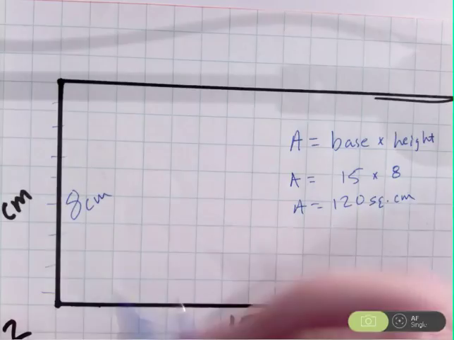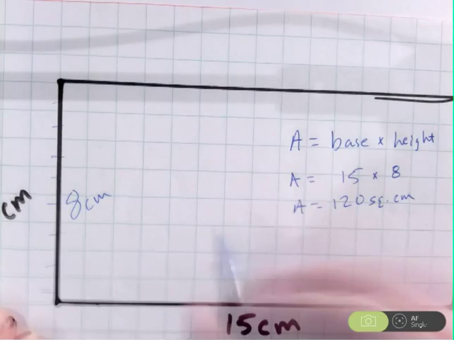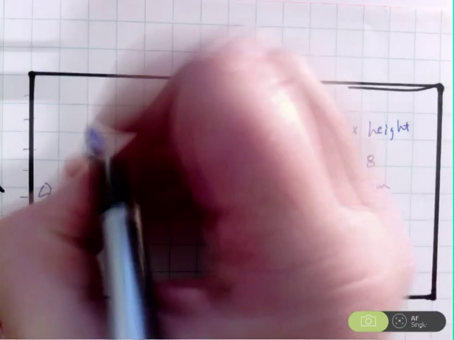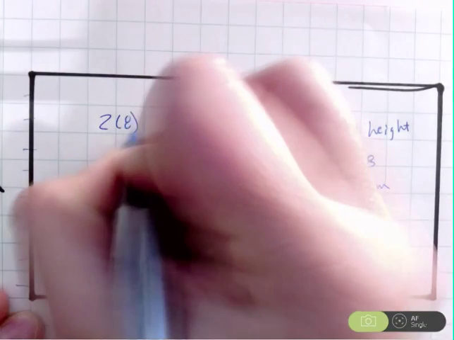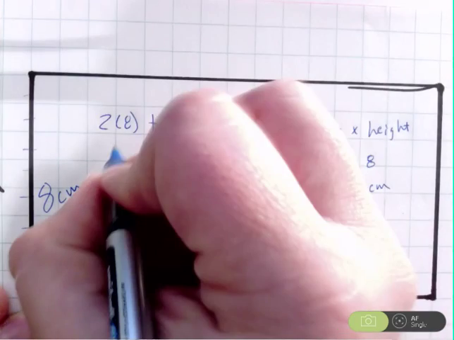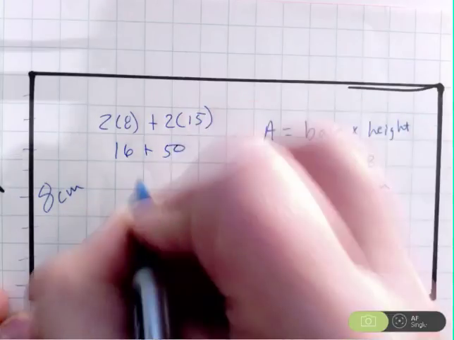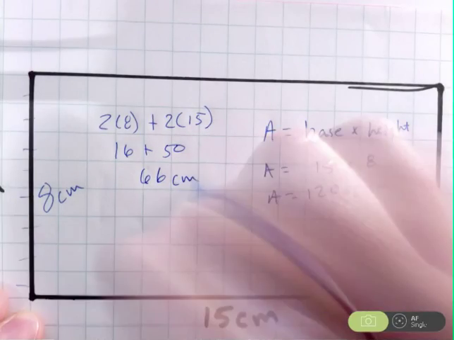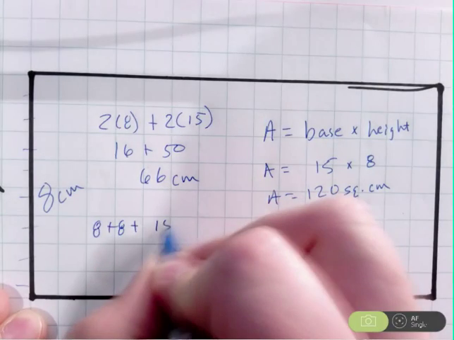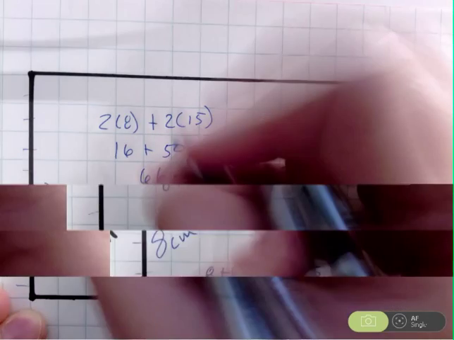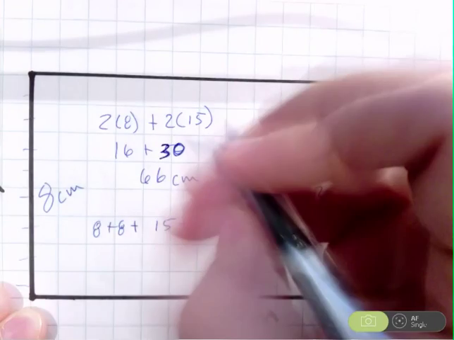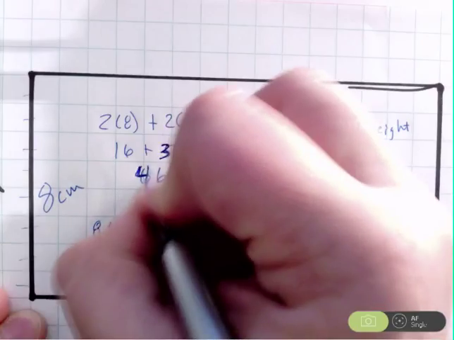So again, this is going to be 8 on both sides, 15 on top and bottom. So we're going to have 2 times 8 plus 2 times 15. So that's 16 plus 50 is 66 centimeters. Or 8 plus 8 plus 15 plus 15. Oh my goodness. 2 times 15 is 30. I am so sorry. 2 times 15 is 30. It's going to be 46. I knew that didn't seem right.